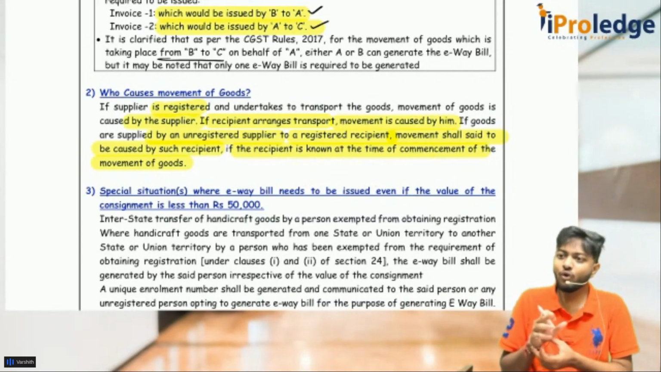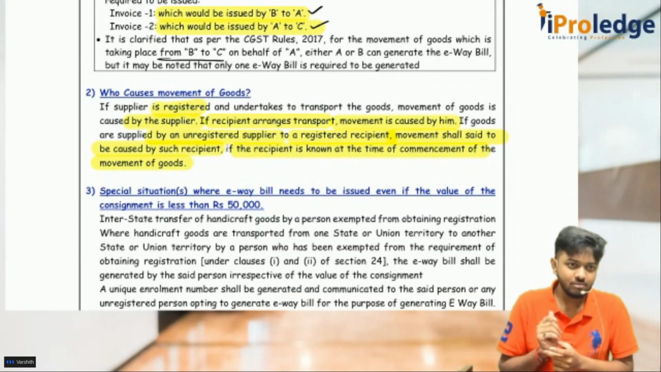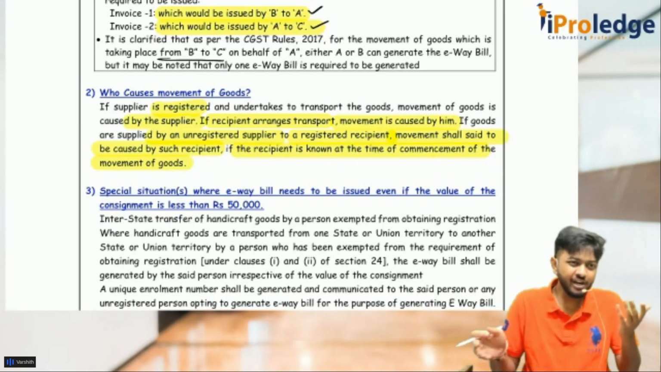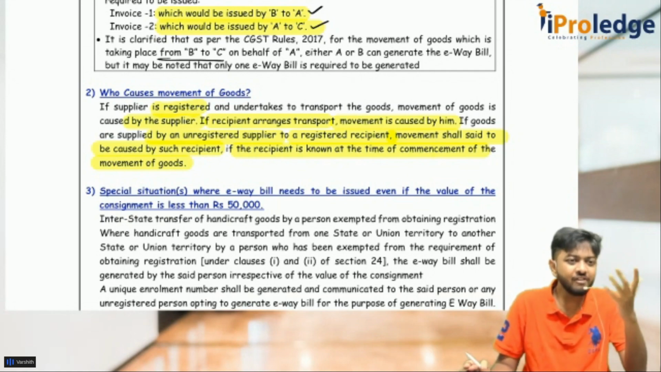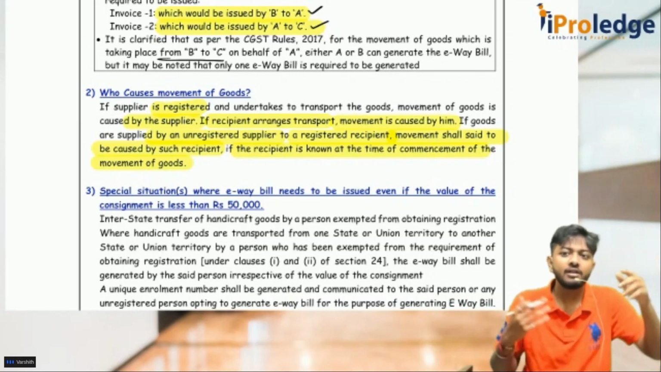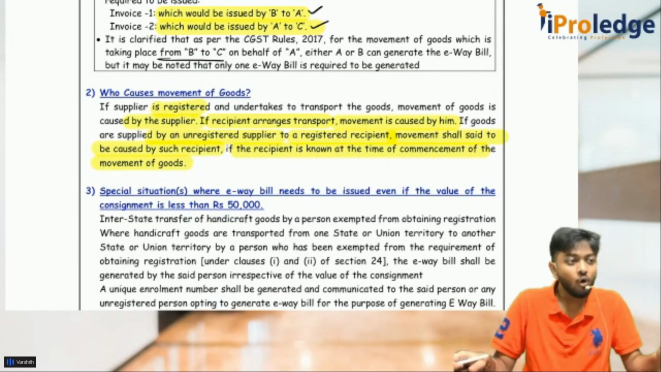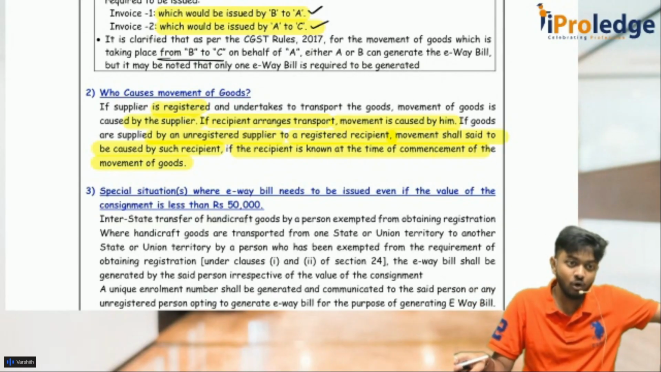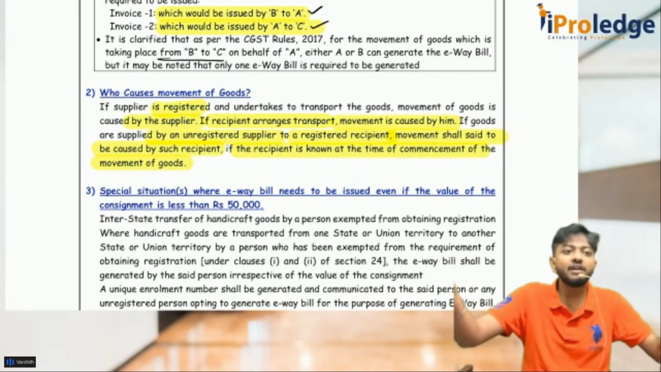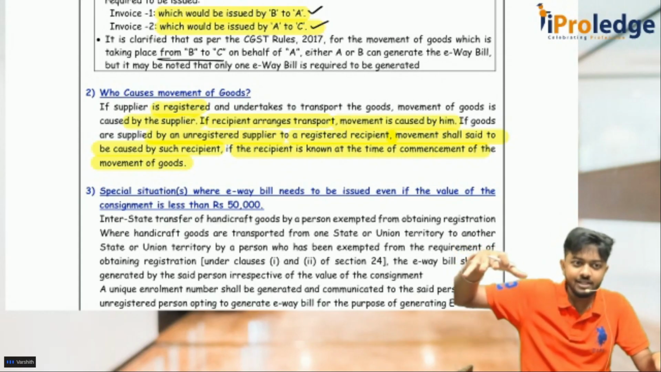See, those who are registered under GST, they are the ones who are generally coming under GST law. Now, unregistered person, if he's not registered under GST, he'll not be knowing anything about GST law. That's why he will tell the supplier, sir, I'm not registered under GST, I don't know, that's why I've not generated the e-way bill. That's why what we told is, if you're purchasing from an unregistered supplier, then I assume that the recipient is causing the movement.